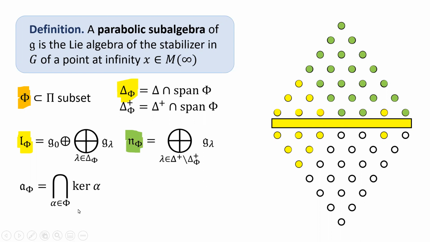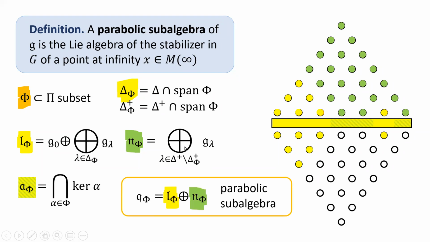We can represent it in this way in the picture. In order to define the parabolic subalgebra, we just need to sum L phi and N phi. So this construction depends on the choice of phi as a subset of simple roots. Notice that if we take a bigger subset of simple roots, psi, then the corresponding subalgebras respect these inclusions. For instance, if we add this other green node to the set of simple roots, then we get something bigger.